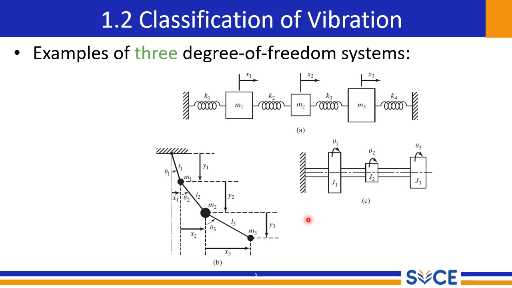The second one is a three rotational inertia system. In this example, three rotors J1, J2, J3 are connected by torsional springs. Angular displacements θ1, θ2, θ3 exhibit torsional vibrations, each rotor's motion affecting the others.